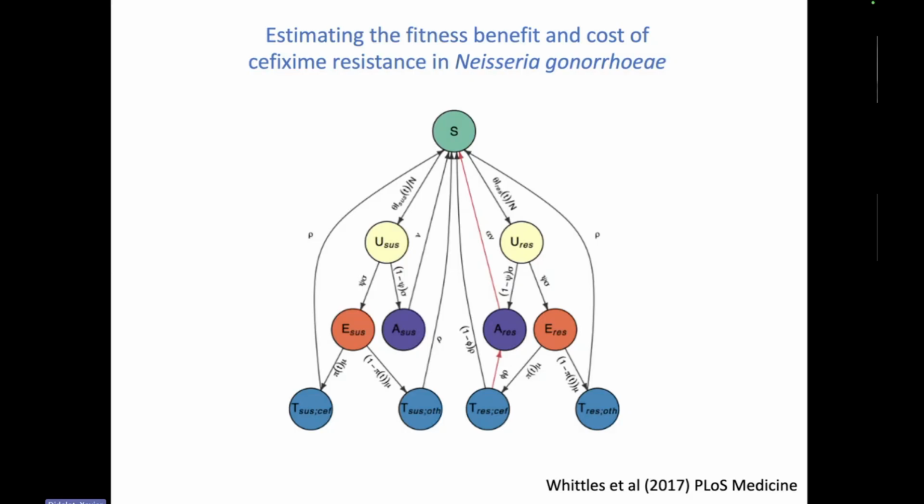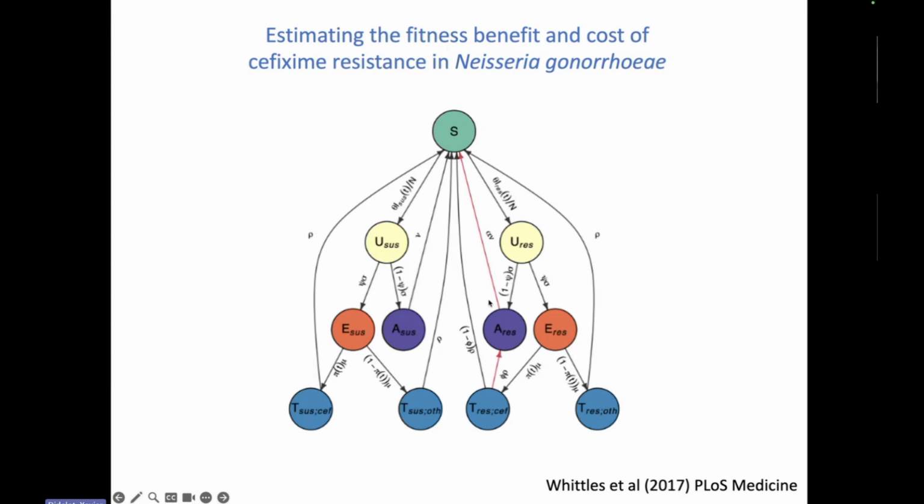But the basic idea of the model is that treatment is applied, so either treatment with cefixime or treatment with another antibiotic. And you can see the model is perfectly symmetric between the susceptible and the resistant side, except for two places, which are the two red arrows. And these two red arrows represent the fitness cost and the fitness benefit of resistance.